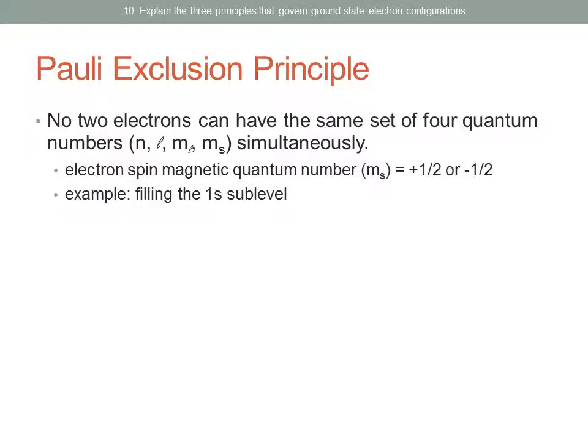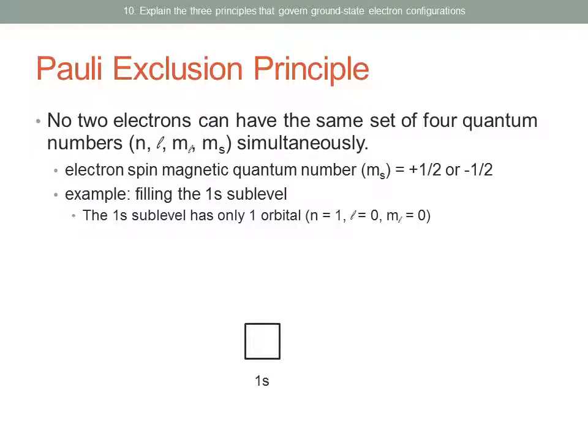So just an example of how this Pauli exclusion principle works. Let's say we were going to fill the 1s sublevel with electrons. Now recall that the 1s sublevel, like any s sublevel, only has 1 orbital, and that would be described by these 3 quantum numbers. n would be 1 because it's 1s, l is equal to 0 because it's an s sublevel, and then m sub l has to be 0 because l is 0. So that's why there's only 1 orbital there. Now the picture you see at the bottom, you see there's just a box there labeled 1s. This is what is called an orbital box diagram. We just draw a box to represent the orbital that is in the 1s sublevel.